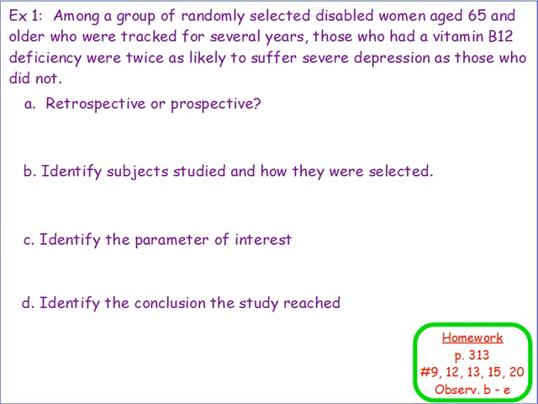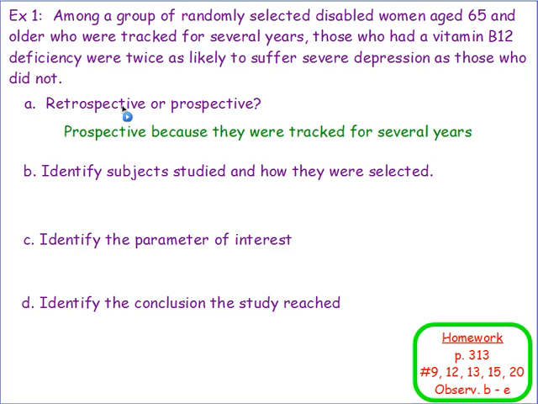The first question that we're going to answer about this observational study is, is this retrospective or is this prospective? The answer is it's prospective, because we randomly selected these women and we tracked them for several years. When you track them for several years, you're talking about going into the future. So this is prospective. The next thing you're going to do on an observational study is then identify the subjects that were studied and how were they selected.